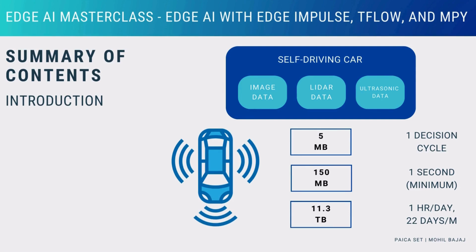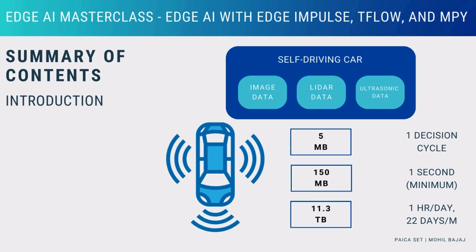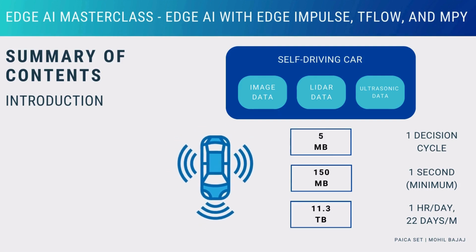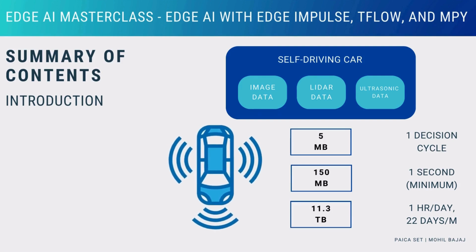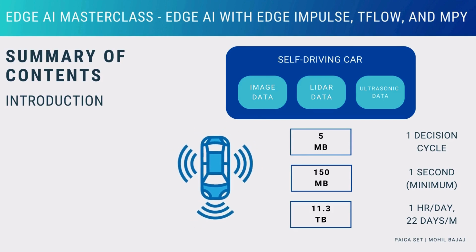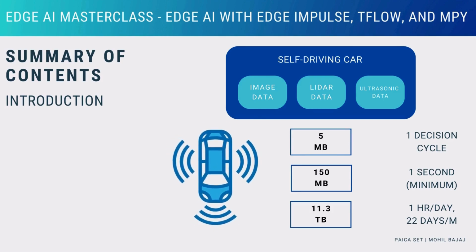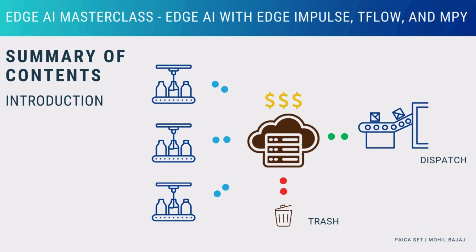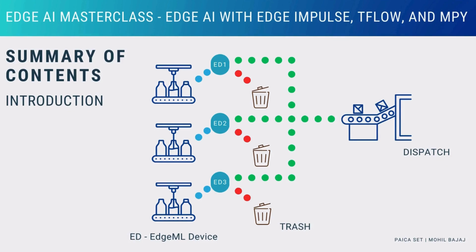For a half an hour ride to the office and back, 22 days of the month, 11.3 terabytes of data would be generated. So not only would your internet cost be extremely high, but also your cloud provider cost. Something similar would happen with the cost if you were to take images of products on a manufacturing conveyor line and then send them to the cloud to make a decision as to whether the product was defective or okay. The solution? Use EdgeML to make product quality decisions locally at the edge, as shown, to substantially reduce your ML running or operating costs.